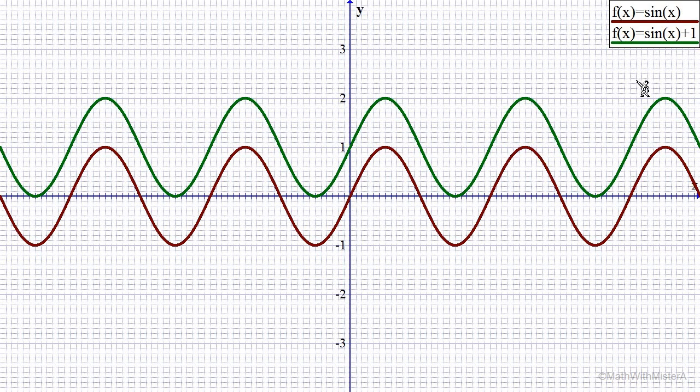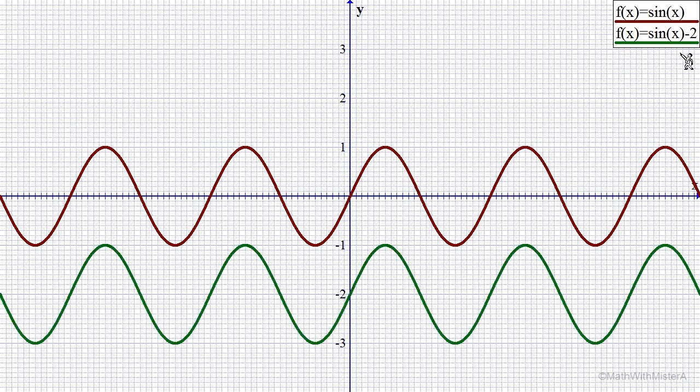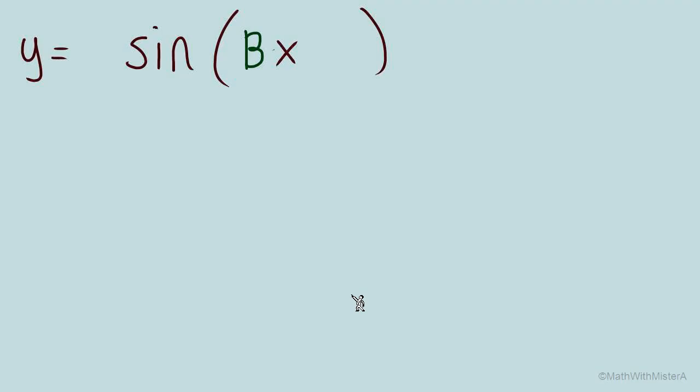Every single point on the red graph, if we increase it by 1, we will create the green graph. That is the result of this d transformation, some constant added on to the function. Here it is shifted up 3 units with a +3. If we subtract, we'll accomplish a downward shift. Here, the graph has been shifted down 2 units. Next transformation will be the b transformation, when we multiply directly to our variable inside of the function.